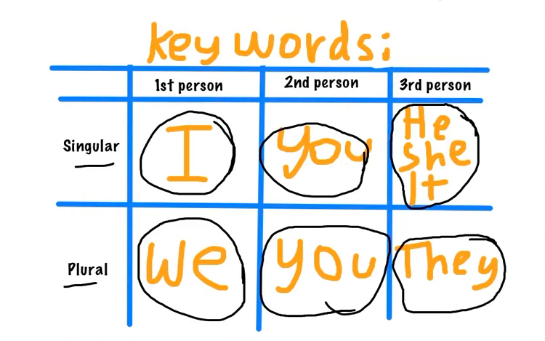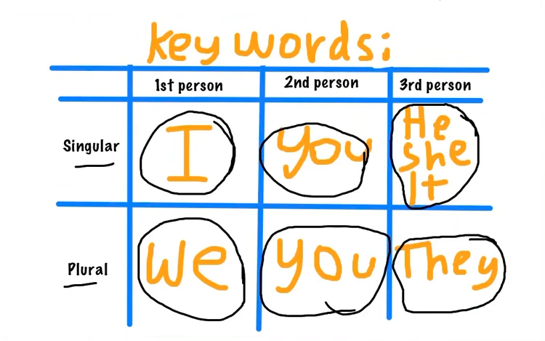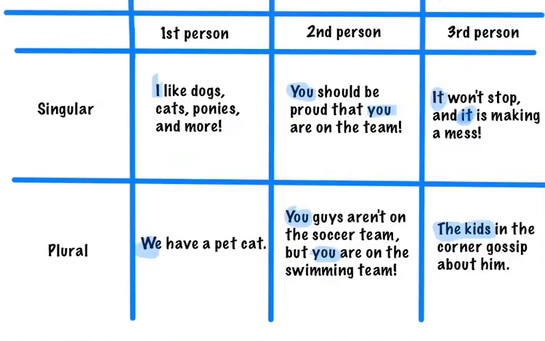So let's try using these keywords in a sentence. Here I've included some examples. Before, we said that the first person singular has to have the keyword I. And here it is. Let's read the sentence. I like dogs, cats, ponies, and more. And in the sentence, we include the keyword I. So the first person singular has to include the keyword I.